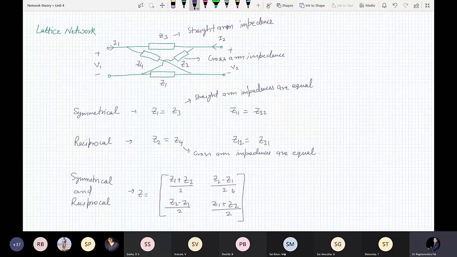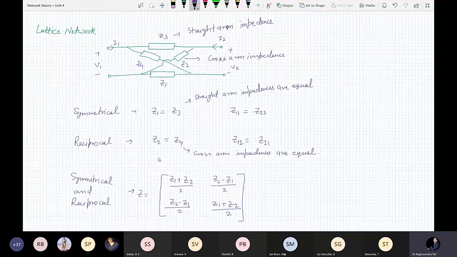Okay, so these are just the formulas you have to remember. If sometimes you see this type of network, it should immediately click in your mind that this is the lattice network, and the formulas for this network are: for symmetrical, Z1 is equal to Z3, for reciprocal, Z2 is equal to Z4. Okay, and according to that, you should know what are the Z parameters of this matrix. This one, Z1, Z2, these are the parameters.